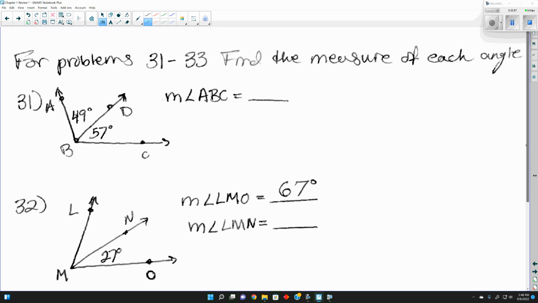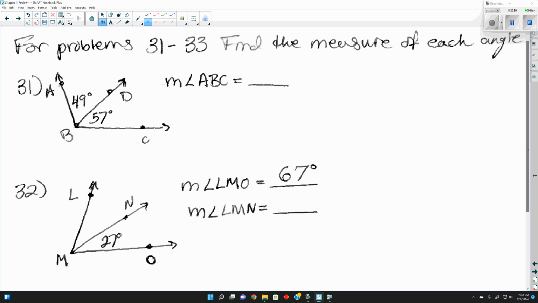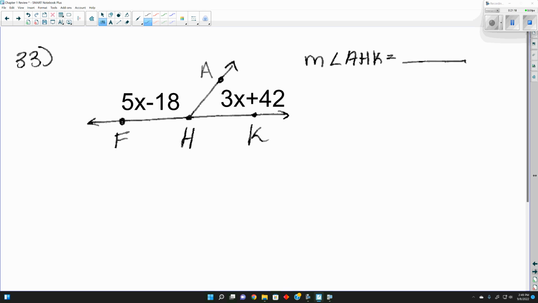Questions on 31 or 32? Yes. But I want to look at one of these. If no one needs either one of these, we feel good with these? Okay. We can look at 33. So these two angles make a straight line, yes? So they add up to be 180. So we're saying that 5x minus 18 plus 3x plus 42 is 180.